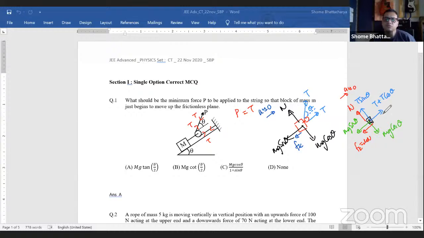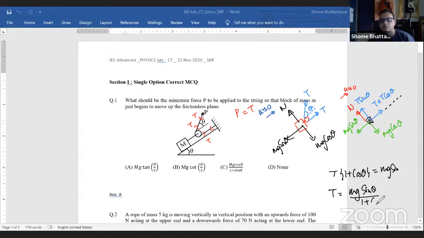So acceleration is tending to zero means along this axis, your x-axis, the forces are just about balancing. So T into 1 plus cos theta is becoming equal to mg sin theta. Oh, it's frictionless. Sorry, my mistake. It's a frictionless surface, so that makes life much easier. So then you don't have to consider so much. It's a much easier question. So you just have to calculate this condition. So T is equal to mg sin theta upon 1 plus cos theta.